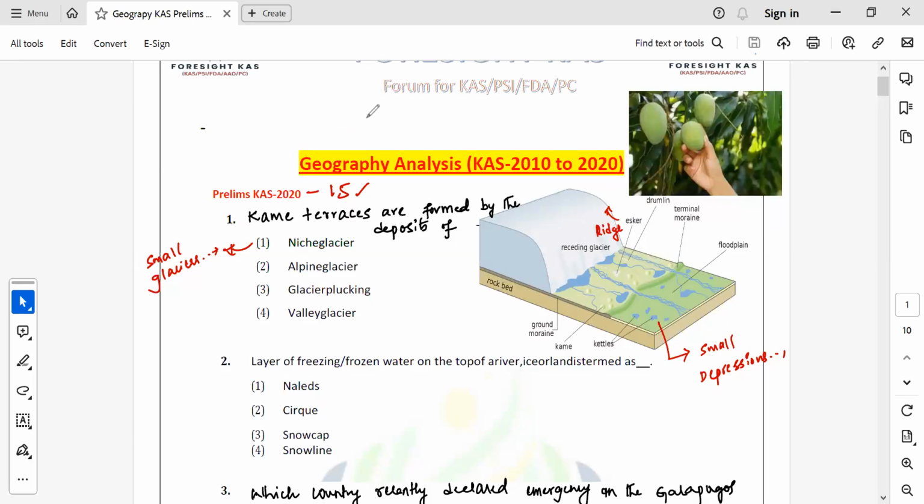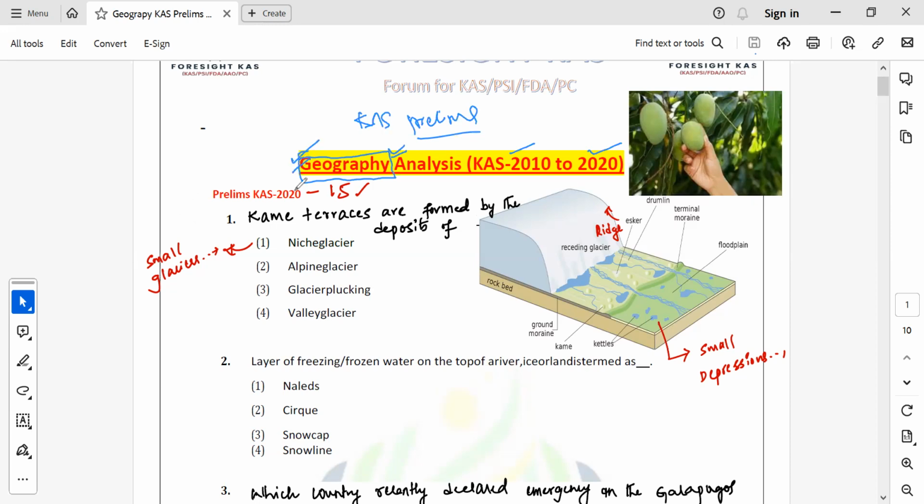This session is exclusively helpful for KAS prelims. We are going to analyze section wise, like geography, economy, history. Today in this session, we'll be analyzing geography questions from 2010 to 2020. We'll be taking the very recently conducted KAS prelims paper and geography section.